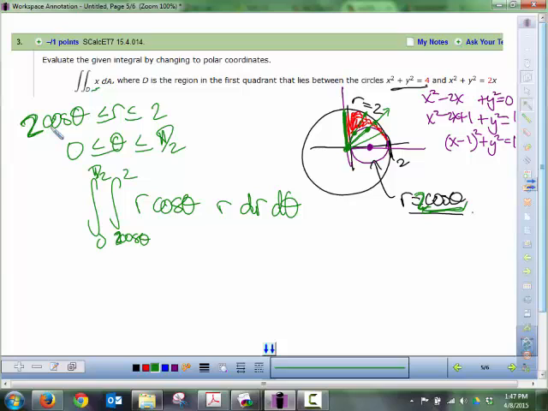So if you have other weird things like the 3-leaf rows, or the cardioids, or anything like that, where your r is a function of theta, you're not going to be able to split this up into 2 different integrals.